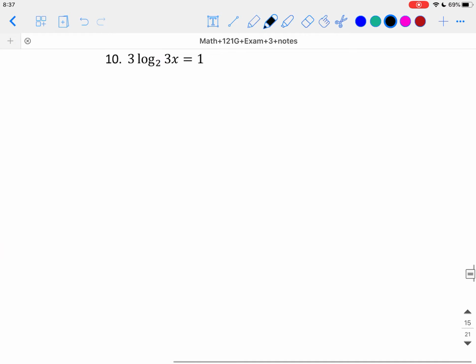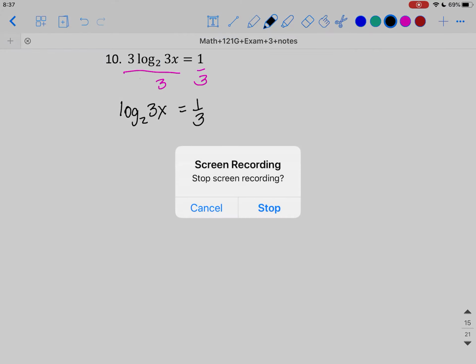Now, last one, number 10. So 3 log base 2 of 3x is equal to 1. So I need to solve for this logarithm. For this x, it's in a logarithm. I need to isolate it first, so I'm going to divide both sides by 3. And so I'm going to get log base 2 of 3x is equal to 1/3. Okay, so here on this one, hang tight.